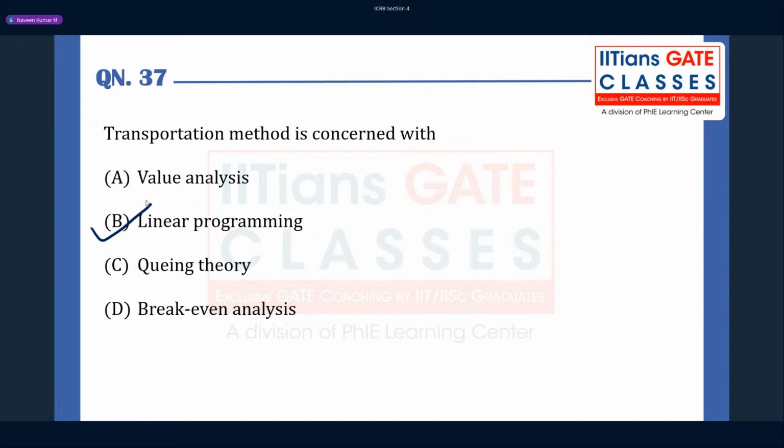So what is value analysis? See, value analysis is like increasing the value of the goods or service. Value analysis, right? So it is to improve the value of goods, products, whatever it is, services also, with an aim of reducing cost.